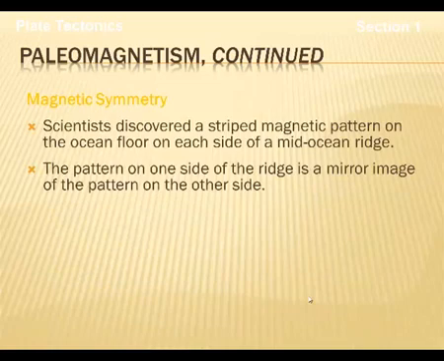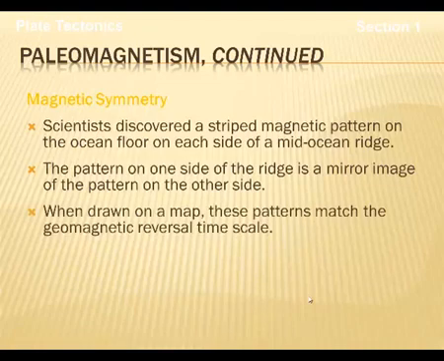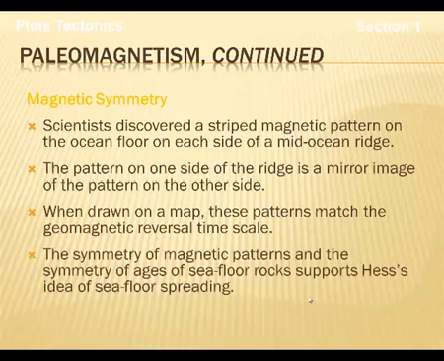They discovered through this time scale that there is a striped magnetic pattern on the ocean floor on each side of the mid-ocean ridge. And there seems to be a mirror image of the pattern on the opposite sides of that mid-ocean ridge. And so when we draw it out, we get the geomagnetic reversal time scale. This paleomagnetism, or this geomagnetic reversal time scale, seems to support Hess's idea of seafloor spreading.